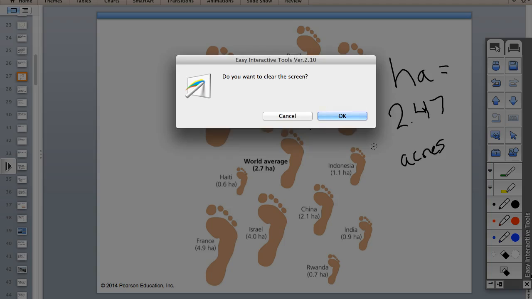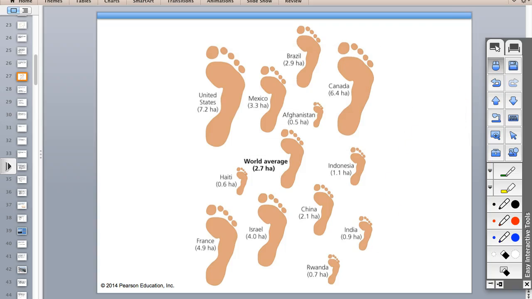What is the advantage to using hectares as opposed to acres? That's just what they use.